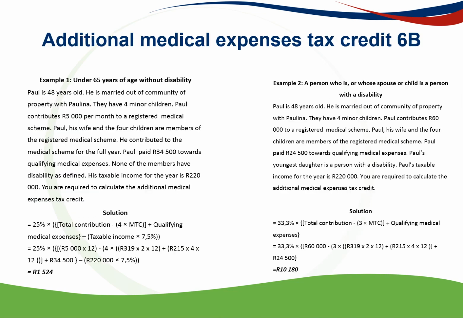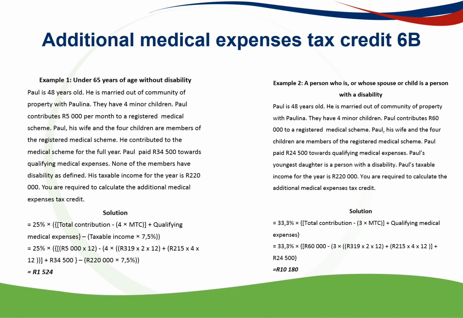And next one, then you get an additional medical expenses tax credit called the 6B tax credit. That is over and above. So that's your second rebate that SARS has allowed for individuals to receive. So basically, for anyone who's less than 65 and without a disability, your additional medical tax expense credit is also a formula, but a very simple one.